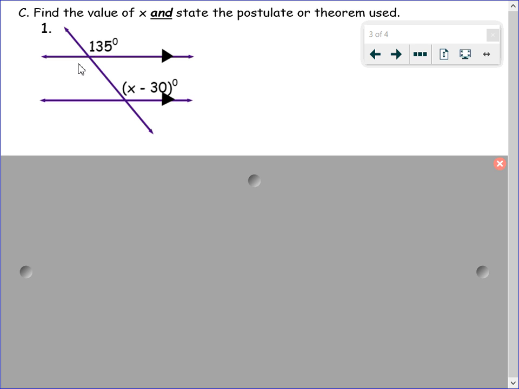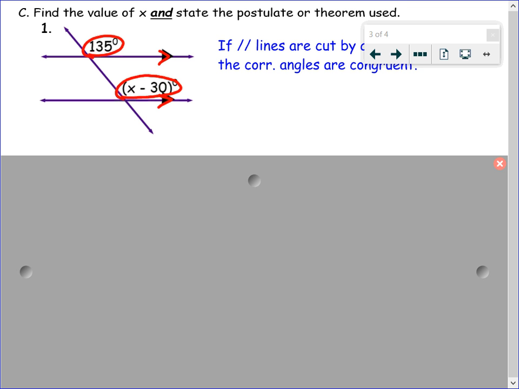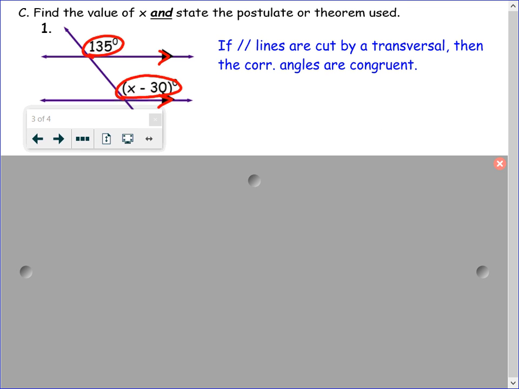Okay. So what do we know? We are given that the lines are parallel. So if the lines are parallel, then, you decide, what are these angles that they have given you? Are they corresponding, alternate interior, alternate exterior, or consecutive interior? Correct. They are corresponding. So if parallel lines are cut by a transversal, then the corresponding angles are congruent.